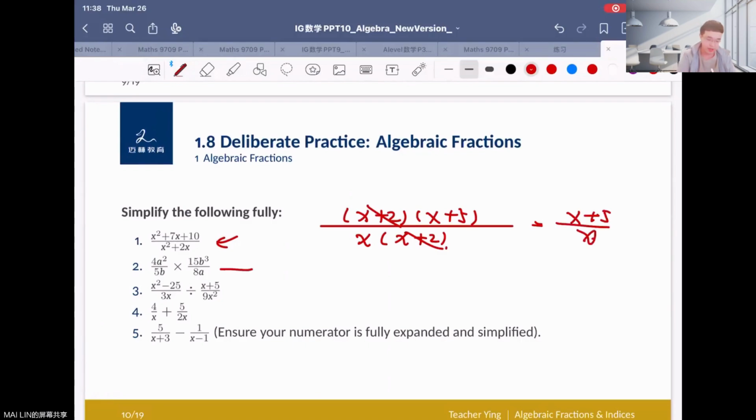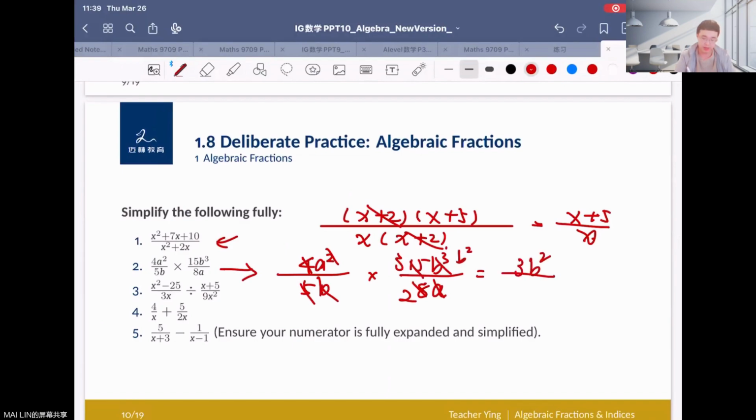And the second problem here, you can find 4a squared divided by 5b, and then times 15b cubed over 8a, right? So now you can set 4a squared over 5b times 15b cubed over 8a, right? You can delete a at the same time. So now also delete 4 at the same time. That is 2. Here's 3. So b can also be deleted by the b cubed, right? So it's b squared. So now you can read it as 3b squared over 2, right?